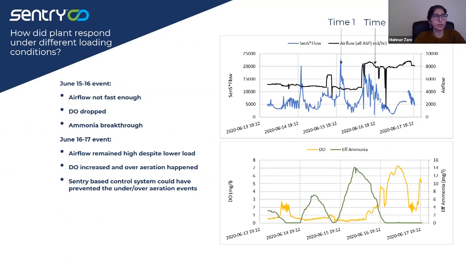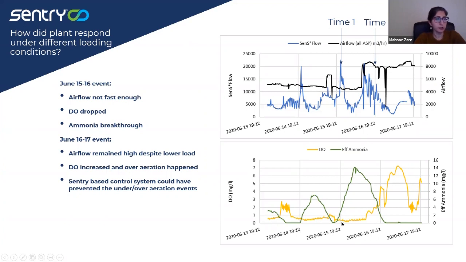Now the question is how the plants responded during those 2 times that I talked about in the previous slide. So this is the same time period, June 16 to 17, time 1 and time 2. At time 1, we had the first flush event happening here, the SENTRY signal times flow. We are seeing the spike in that, but the airflow, which is the black line, is not fast enough to respond to this event here.